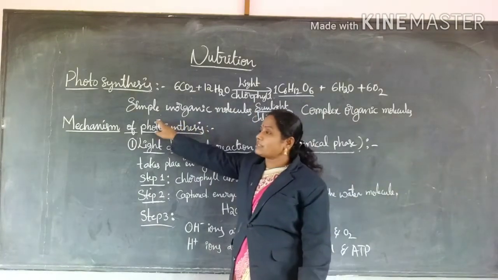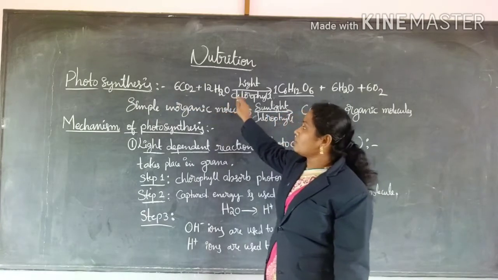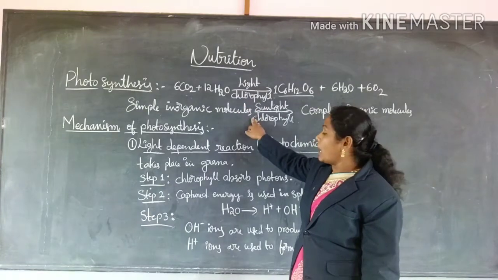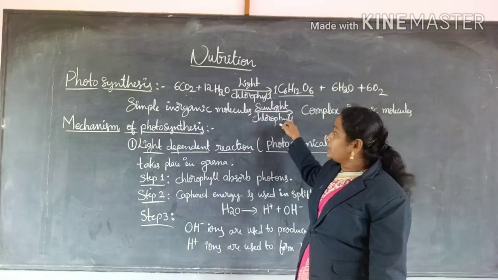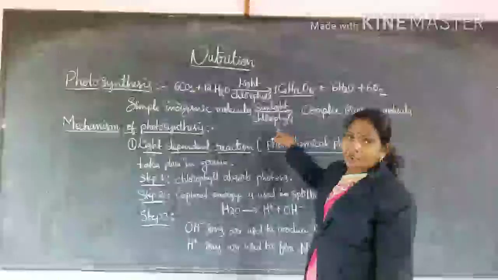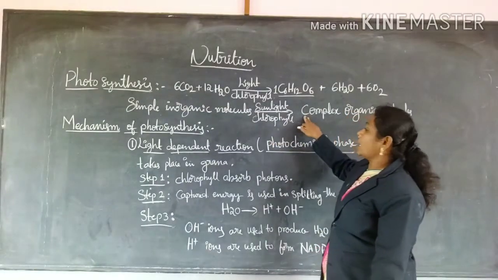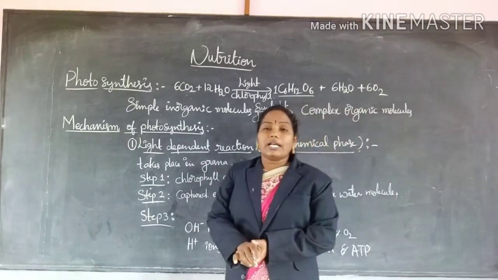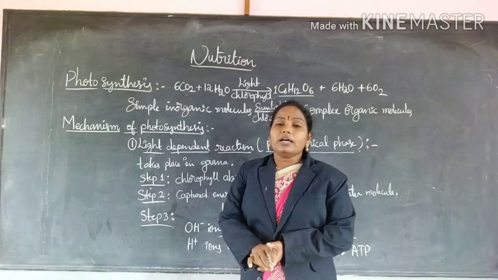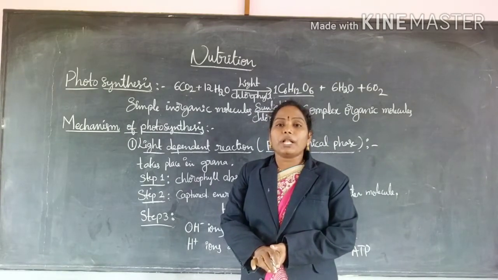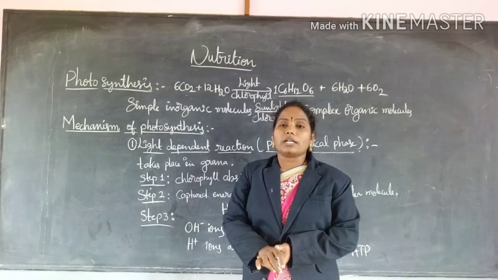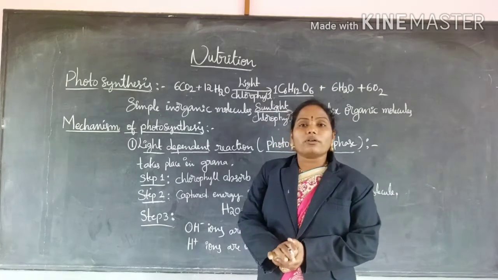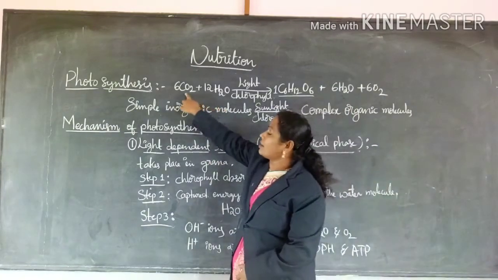In this photosynthesis process, the simple inorganic molecules, in the presence of sunlight and chlorophyll, are forming complex organic molecules. It means the simple inorganic molecules are converting into complex organic molecules.